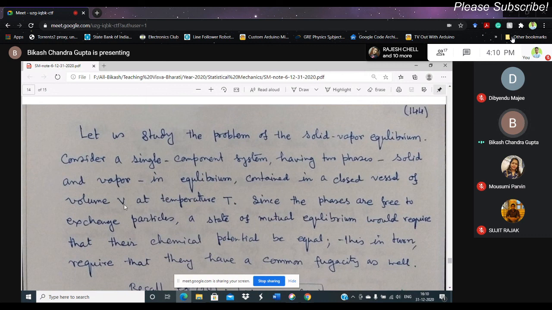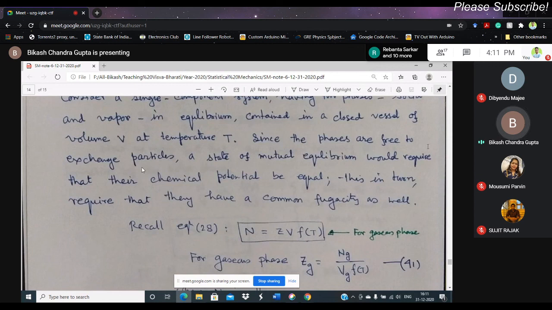Since the phases are free to exchange particles, a state of mutual equilibrium would require that their chemical potentials be equal, right? Since these two phases are free to exchange the particles, there will exist an equilibrium, which is of course a chemical equilibrium. And therefore the fugacity should be the same. In equilibrium, fugacity should be the same for both the phases, whether it is a gaseous phase or a solid phase.